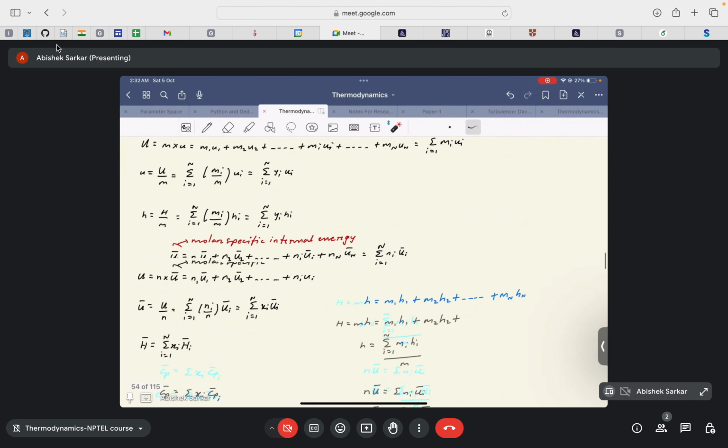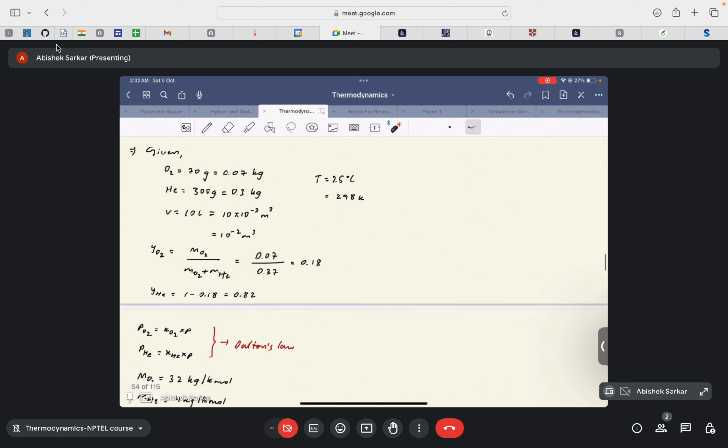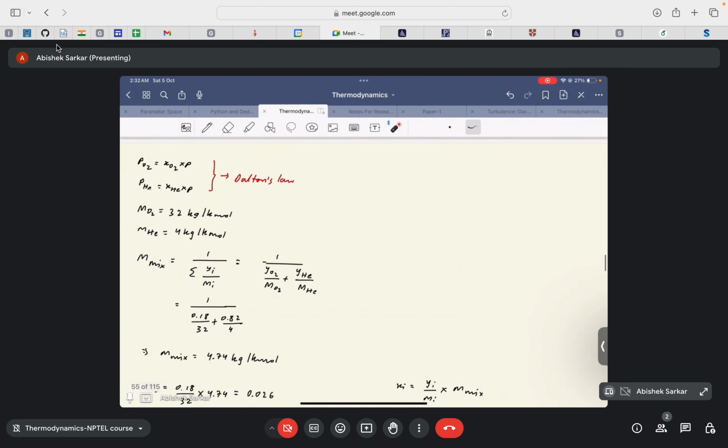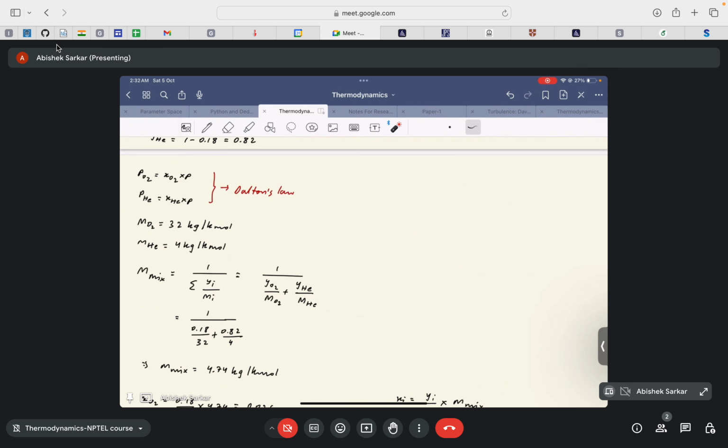So now we have YO2. Sorry, I was a bit down here. The molecular mass of the mixture can be found by this formula. If you're able to recall it, that's very good. Otherwise, you can go through several steps to find this relation, but it holds good for any type of case. Now we know that M mix, the molecular mass of the mixture, can be given by this relation. So we substitute the values of YO2, MO2, YHE, and MHE here to get that the mass of the mixture is 4.74 kg per kilomole.